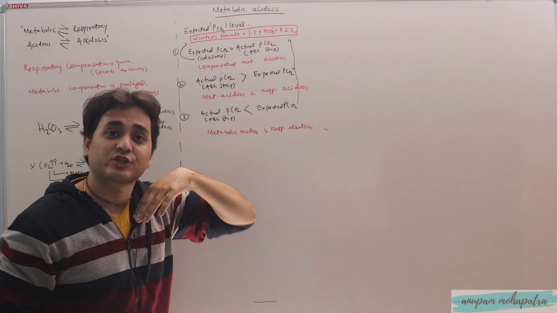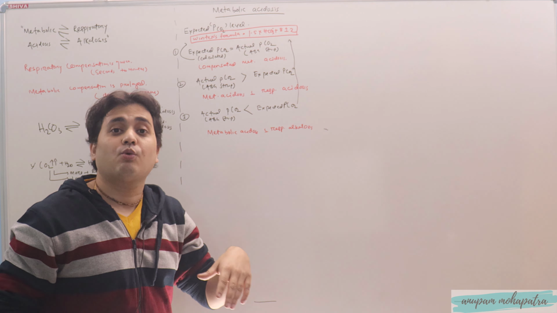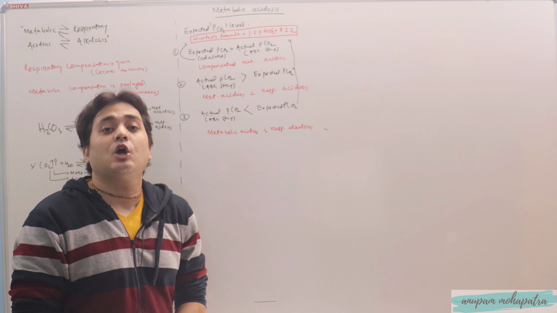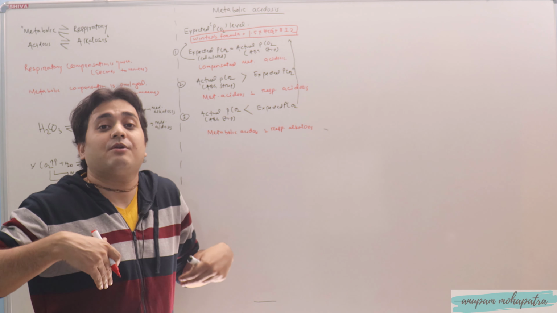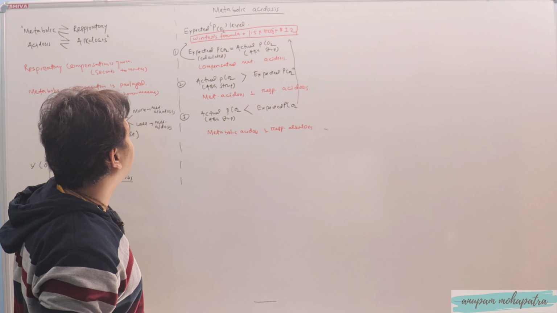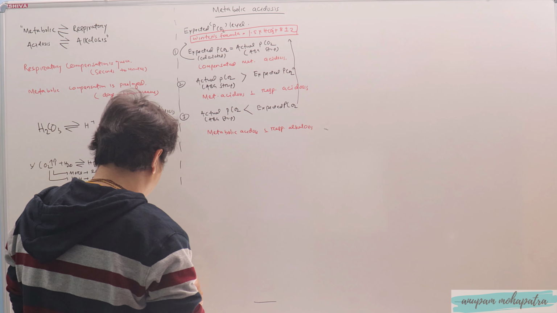That means the lung is washing out PCO2 more than what it was required to do. So that means there is some other pathology which is driving the patient to hyperventilate more to produce another respiratory alkalosis, right? So this is about metabolic acidosis.